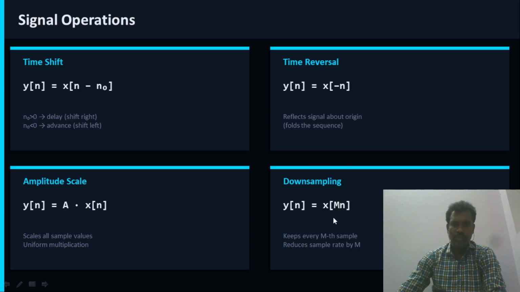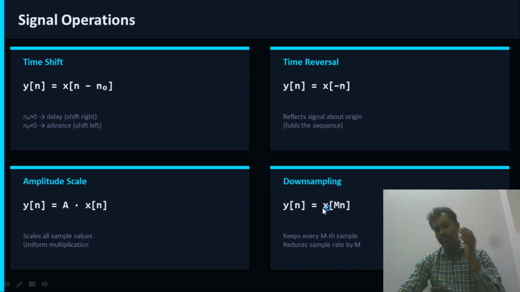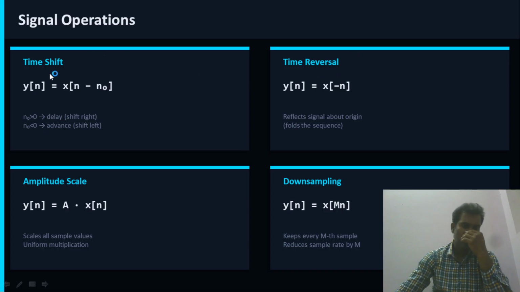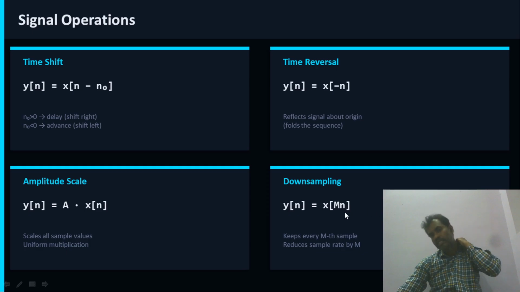And downsampling means x of m into n. So this is time, so it is an operation on time. Time reversal is an operation on time, time shifting is an operation on time. Similarly, time scaling, where m is a constant, x of m into n. Take m is equal to 2, x of 2n. Right? So that means it will be scaled down by twice.